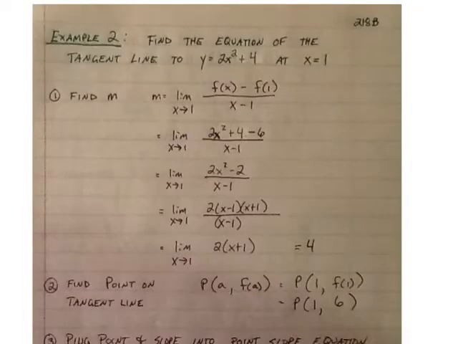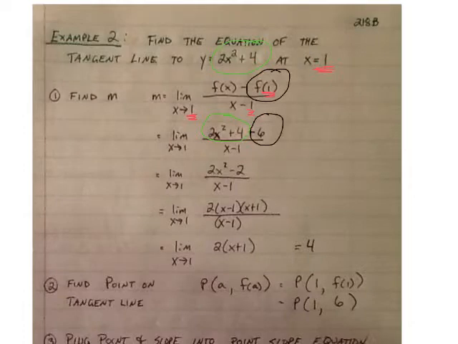More commonly we'll be asked to actually find the equation of the tangent line. So we'll use the same process as before by first finding the slope of the tangent line, and then we plug it into our point slope equation. So in this case we're finding the slope at x equals 1. So we do the limit as x approaches 1 of f of x minus f of 1 all over x minus 1. So we plug in our f of x, which is 2x squared plus 4. Then we evaluate f of 1, which we find to be equal to 6.